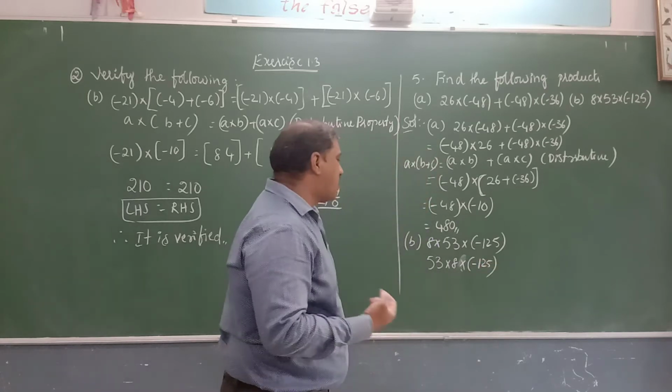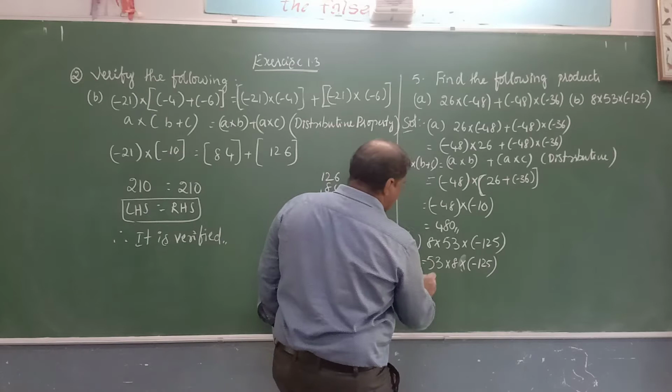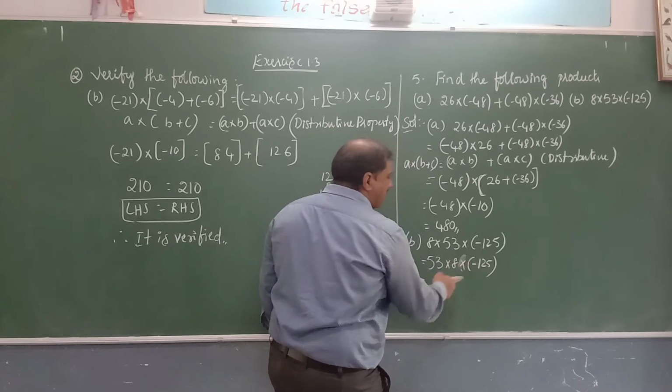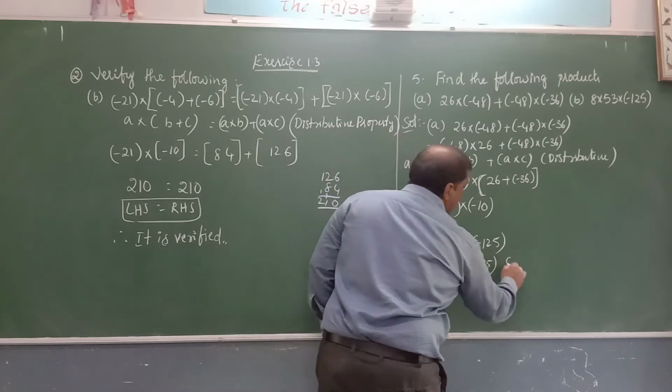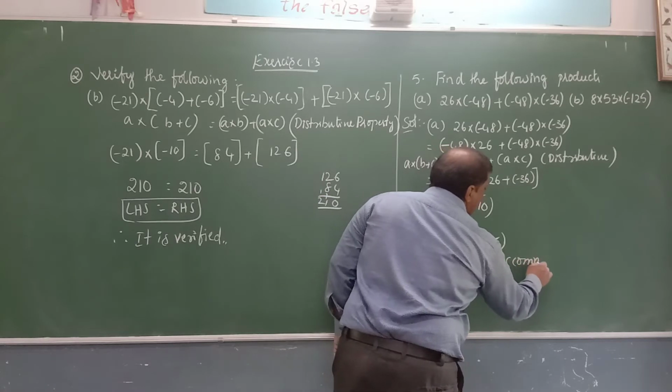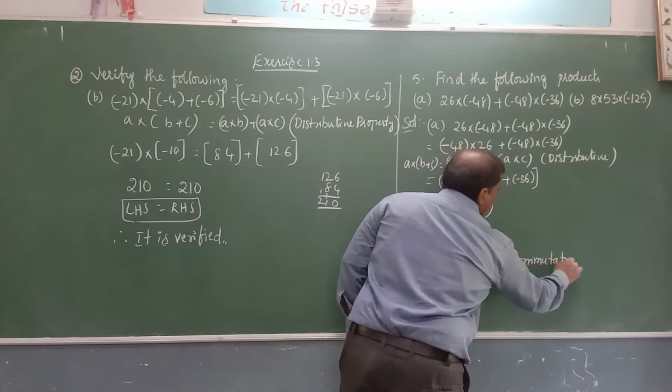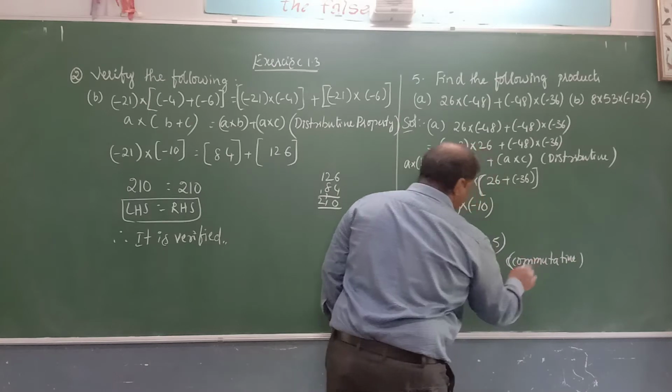What property are we using here? We have changed the numbers. What property is it here? It is the commutative property. Commutative property, and we use it in multiplication.